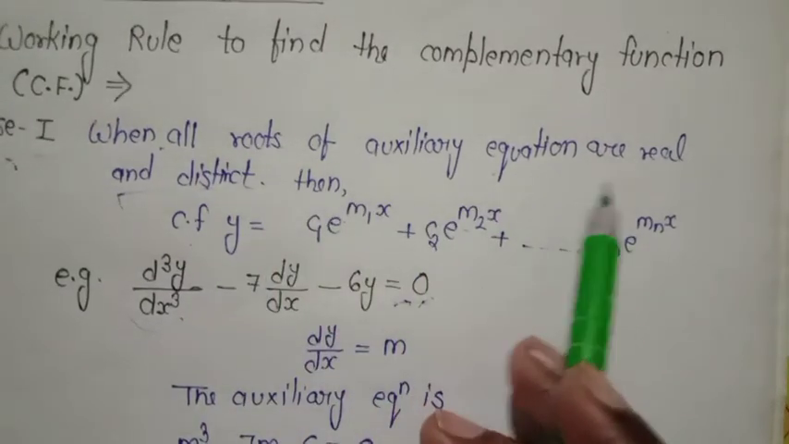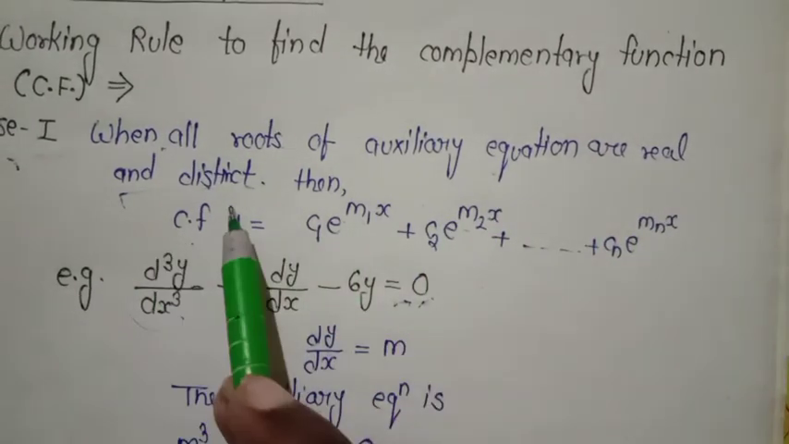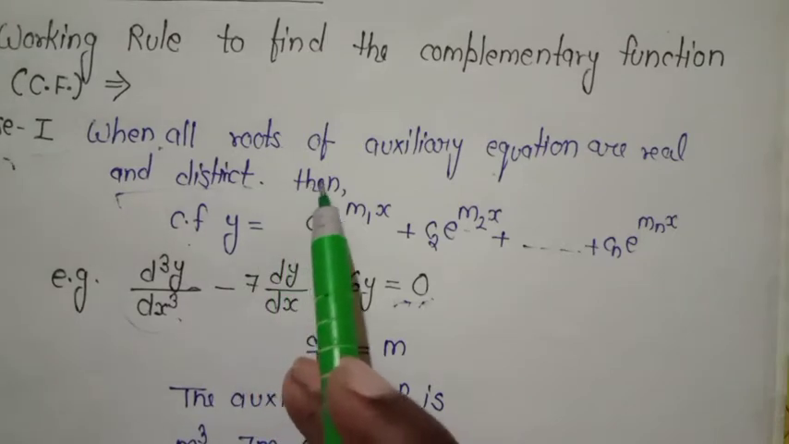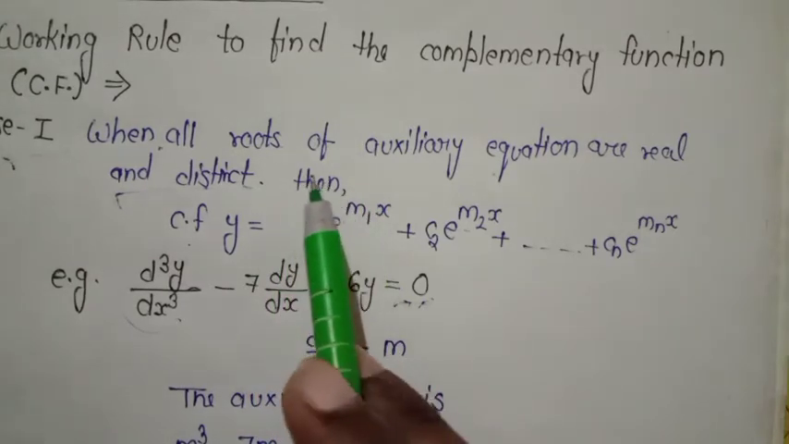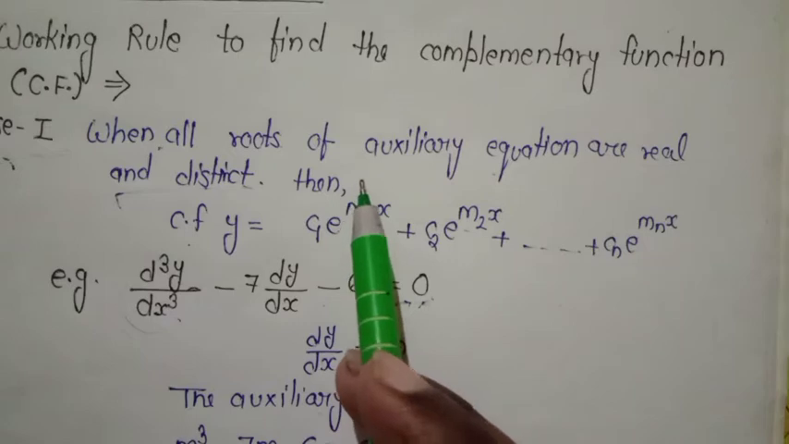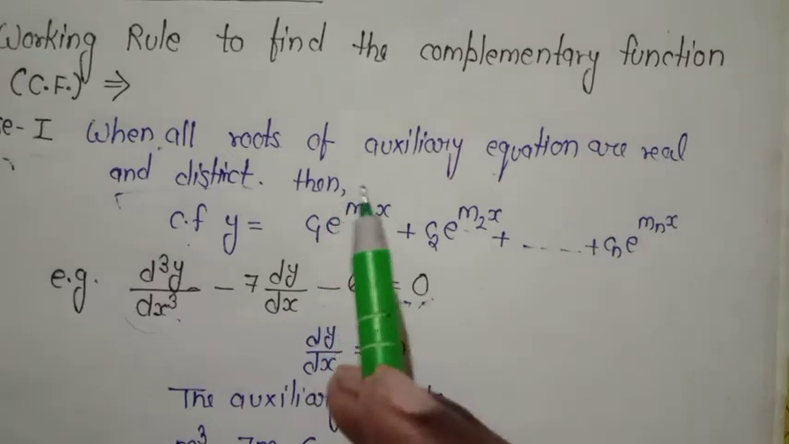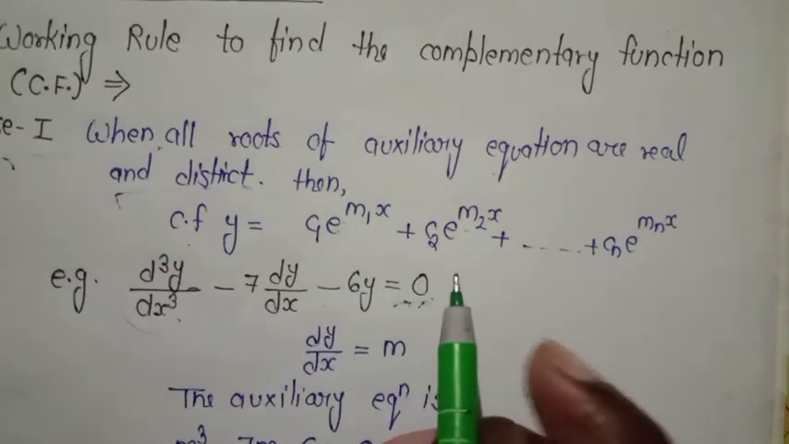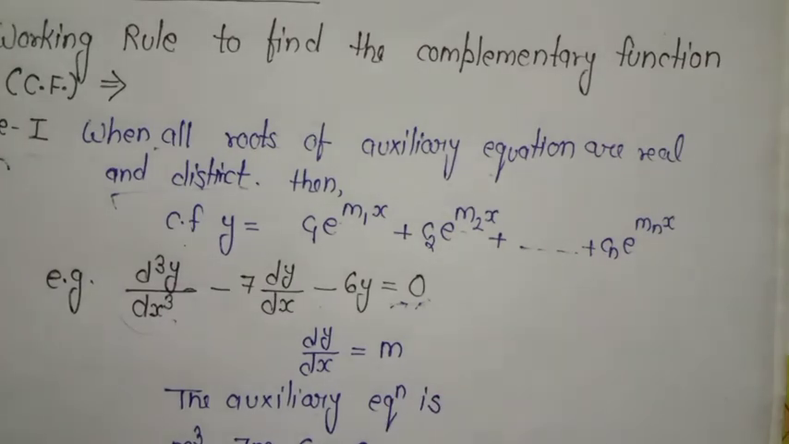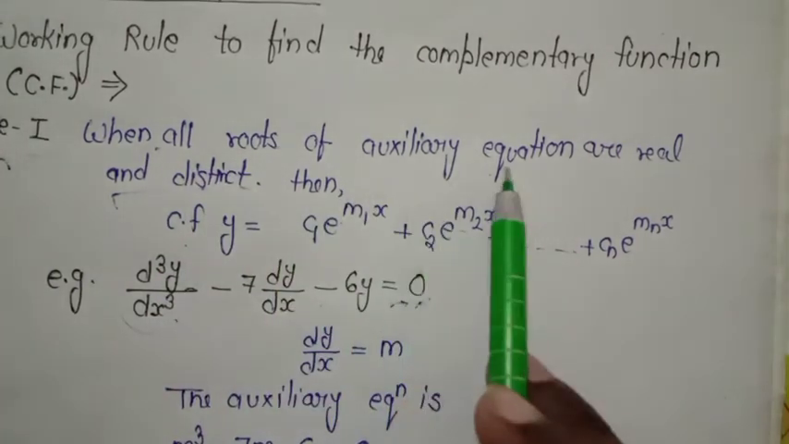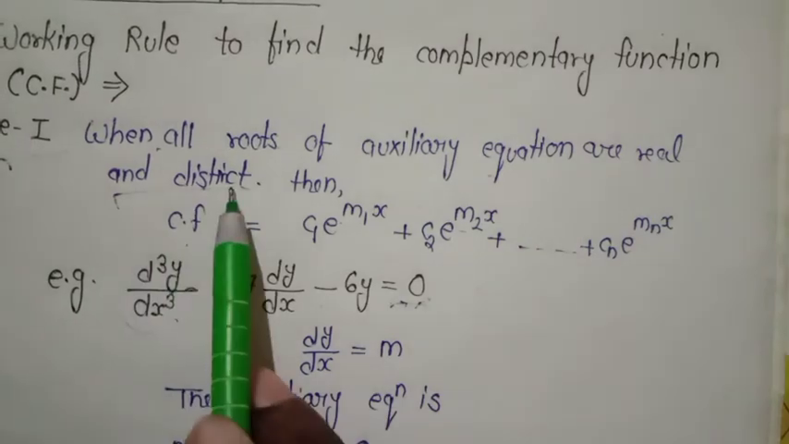If all the roots of the auxiliary equation are real and distinct, that is, they are not equal, how do we write the CF for the given differential equation? I will tell you, and then I will take one example to show how to apply this method on any differential equation. So our case 1 is when all the roots of the auxiliary equation are real and distinct.